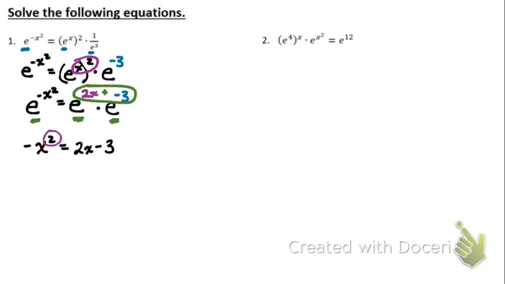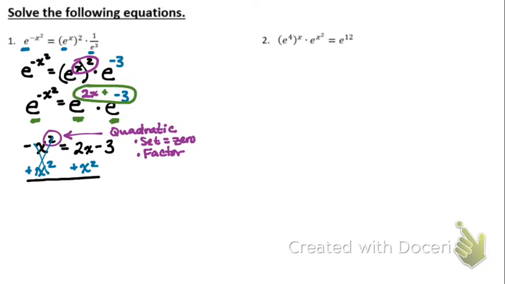First thing I notice about this, of course, is that x squared. That means this is quadratic. And to solve quadratic functions, we are going to set that equal to 0 and then factor this. I always want my x squared to be positive. Right now it's a negative x squared, so I'm going to add x squared to both sides. So I have 0 equals x squared plus 2x minus 3.